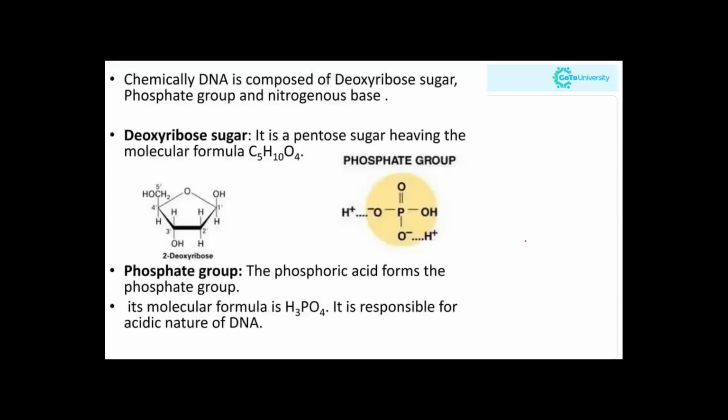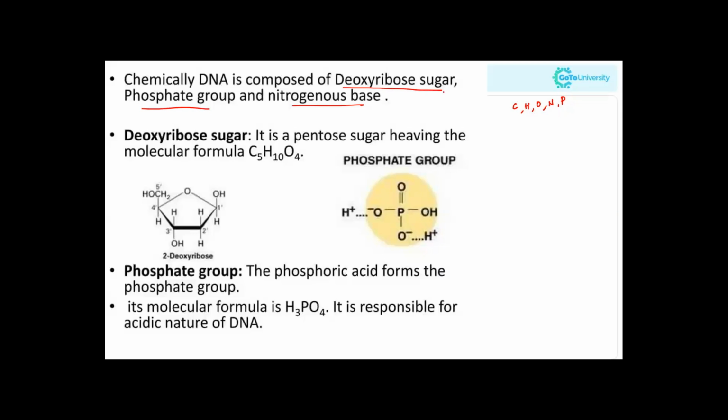Now, what exactly are the components of DNA? The nucleic acids, as I mentioned, are macromolecules or biomolecules. They consist of carbon, hydrogen, oxygen, nitrogen, and phosphorus. Chemically, DNA is composed of deoxyribose sugar, phosphate group, and nitrogenous base.